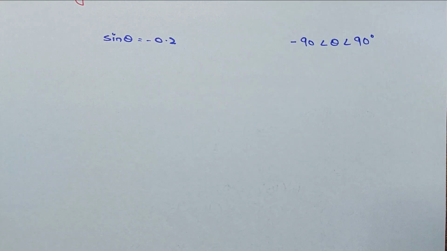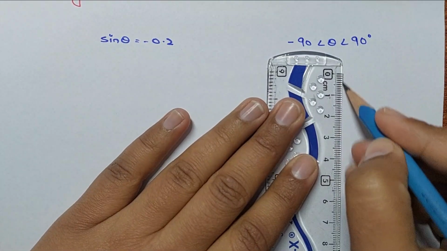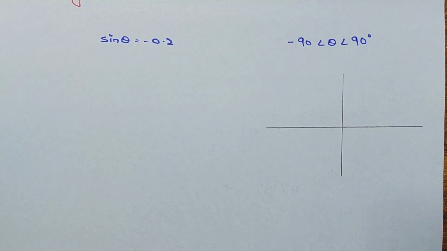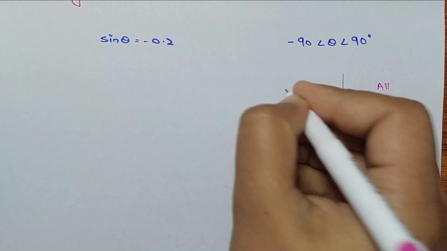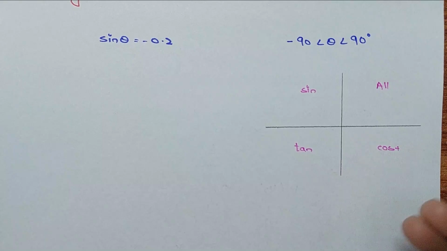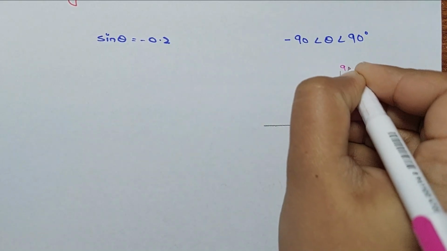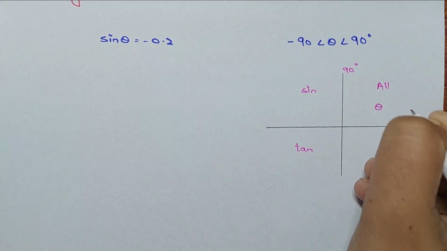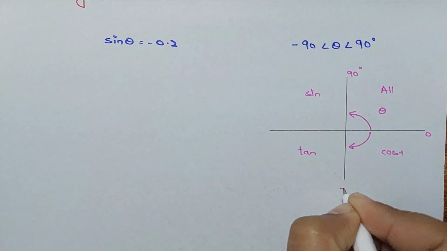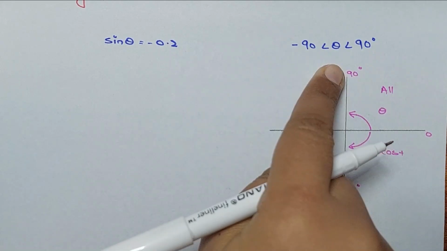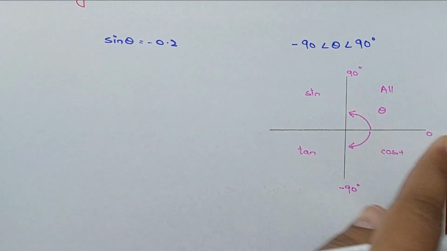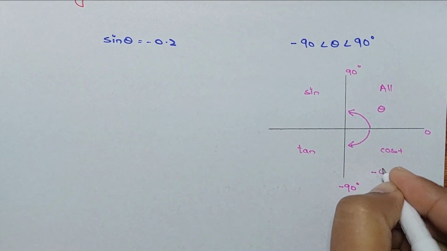Okay, let me draw the coordinate diagram and check between minus 90 to plus 90. Okay, all positive, sine positive, tangent is positive, and here cos is positive. Okay, this is 0 and this is 90 degree. We have theta, the base angle. This is from 0 to 90, and this is from 0 to minus 90. 0 till 90, right? So it's base angle, right? And from 0 to negative 90 is negative of the base angle.